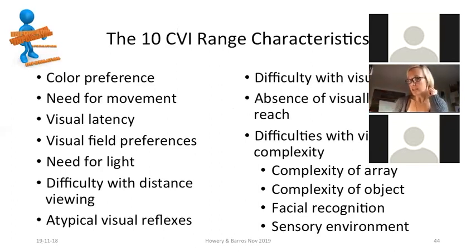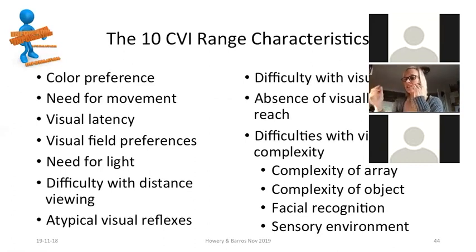And then the last one is difficulties with visual complexity. There are 4 ways that could show up. It could be complexity of the array. I'm looking at my office here, and there's lots of stuff on the bulletin board. That's a lot of complexity to take in. Complexity of object: the object against whatever background would be the array, but then there's the object itself. Faces are something we look at, so their ability to make eye-to-eye contact and recognize faces. And then the sensory environment, which has to do with all of the sensory information around them. So those are the 10 characteristics.